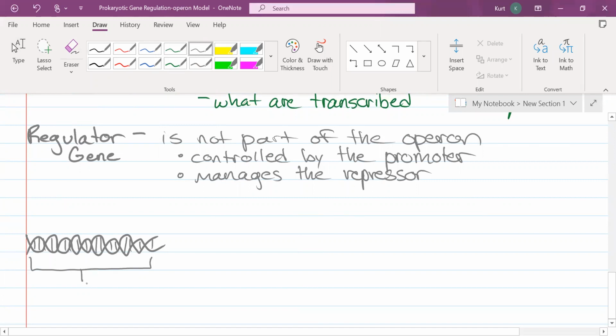Or did I say structural genes? My bad. Regulator gene. I keep getting those crisscrossed.